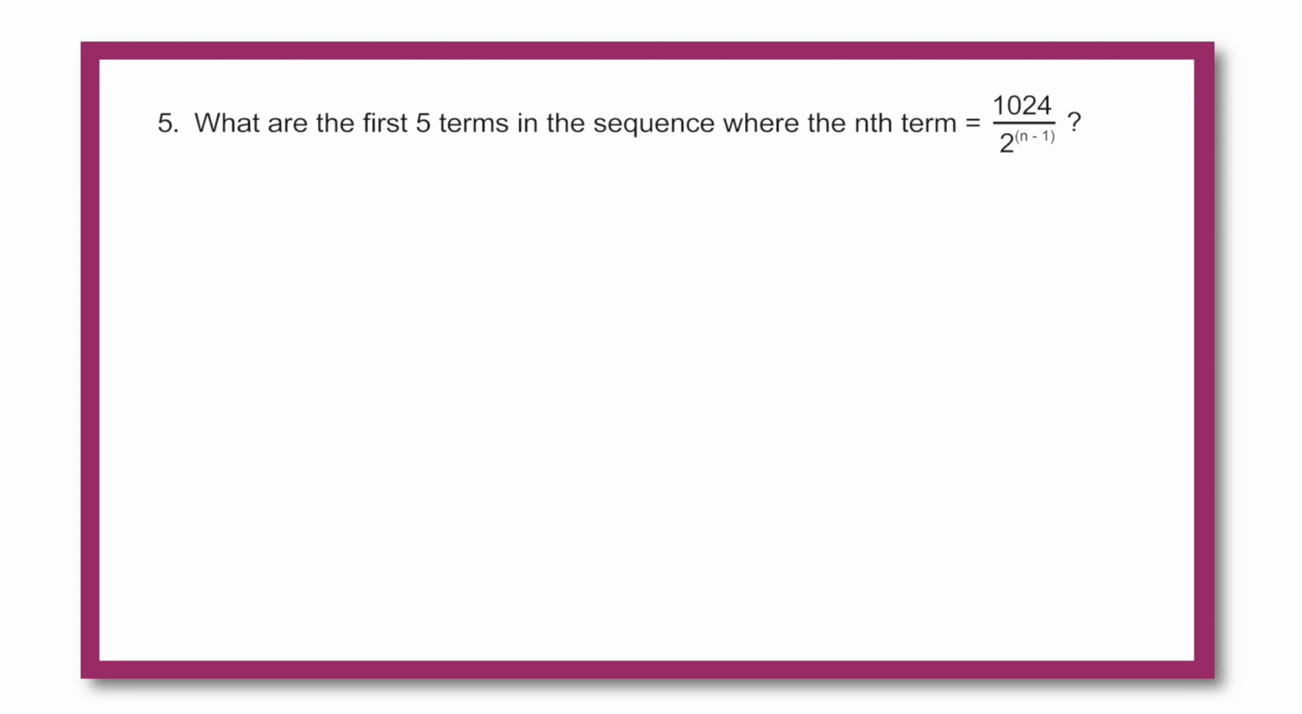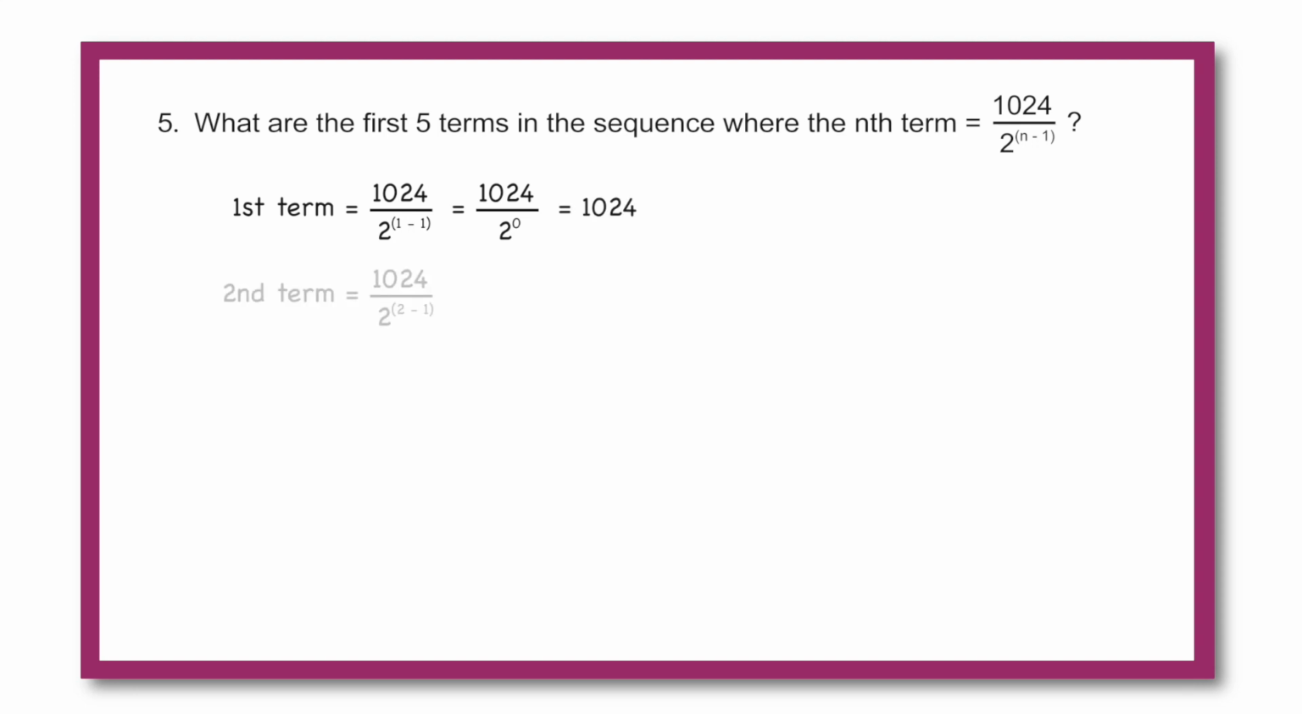And here's the final question. What are the first 5 terms in the sequence 1024 over 2 to the power of n subtract 1? Now you could do this one of 2 ways. The first way would be to plug in values for n. So for the first term, n would equal 1, which would give us 1024 divided by 2 to the power of 0, and that would equal 1024 divided by 1, which is 1024.